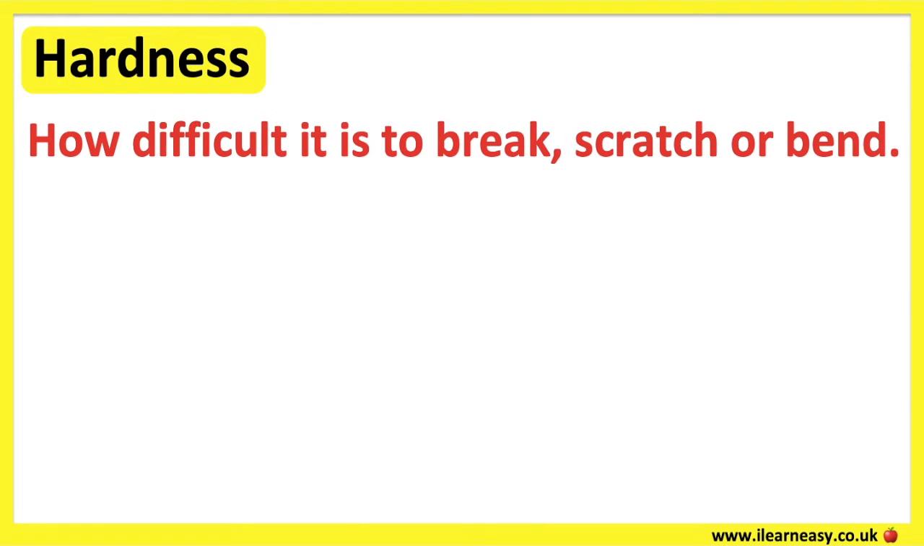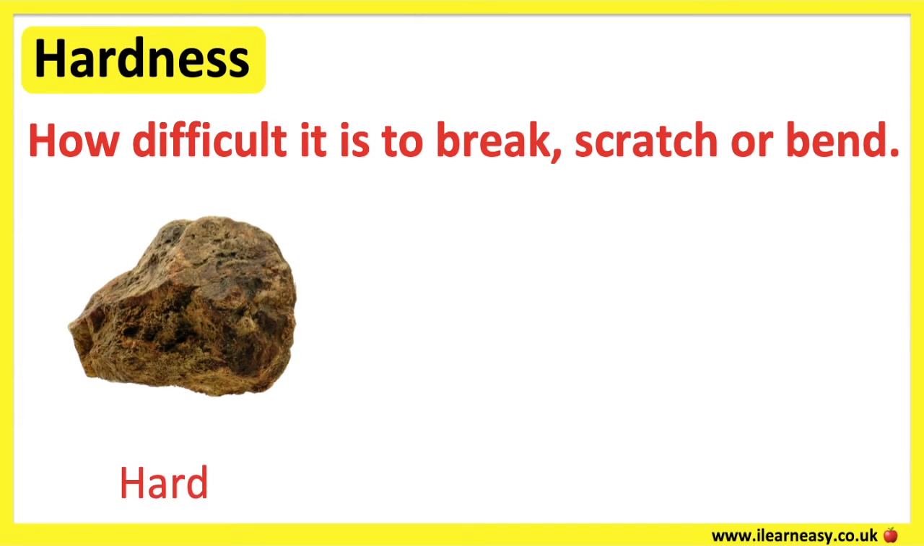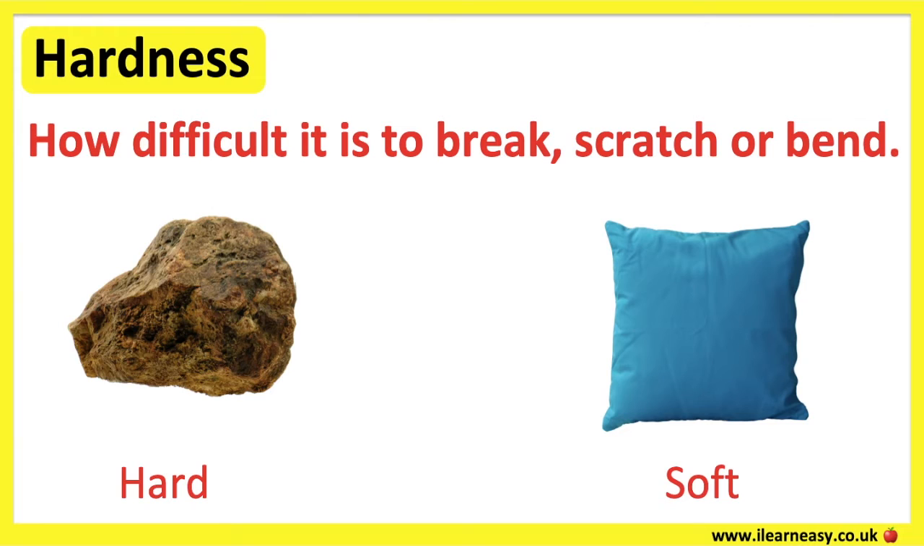Hardness. Hardness is a measure of how difficult it is to break, to scratch, or to bend something. Hardness is important when something needs to be very tough. Soft materials are required when softness and flexibility is important. A rock is an example of a hard material, and a pillow is an example of a soft material.